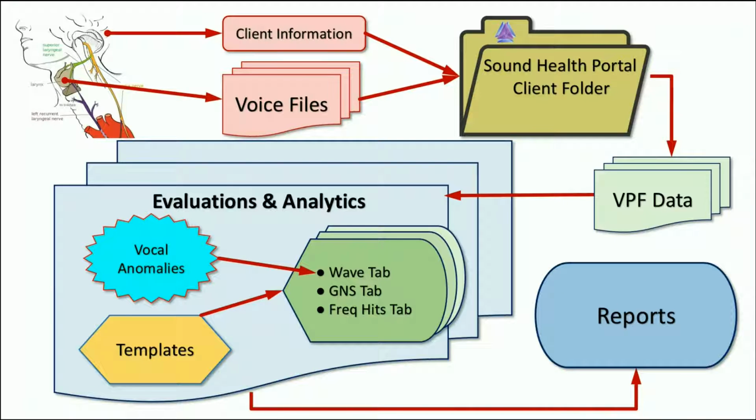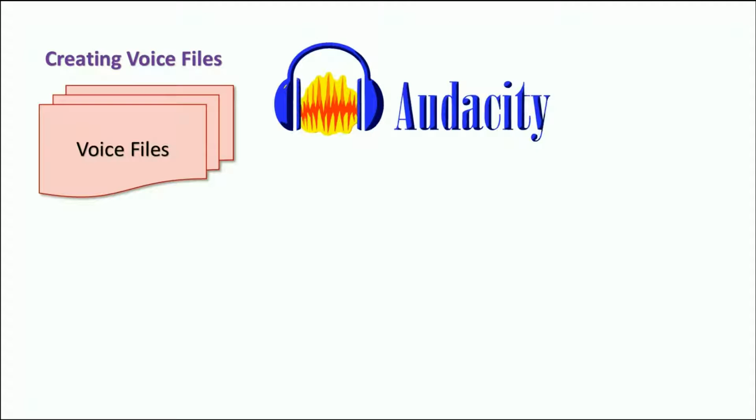So this is the flow chart for the process of using the portal with the amazing capabilities that are available to you as an apprentice. The first step is creating voice files. There is a piece of free software that you can download called Audacity. And when you have that, you can record on that software and you can also edit on that software.